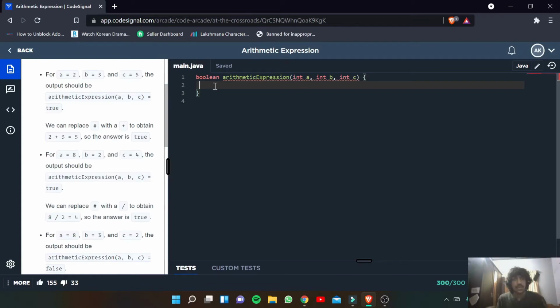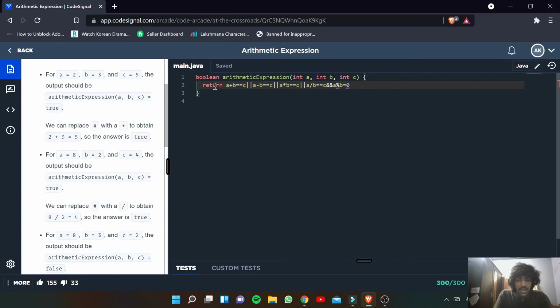So first, what I'm going to do is return true if a plus b equals c, or a minus b equals c, or a into b equals c, or a by b equals c. For this I have to give one more condition because I haven't declared it as an integer or anything like that, so I'm giving a percentage b, because the remainder should also be 0, or else it will give floating point values that will not match.